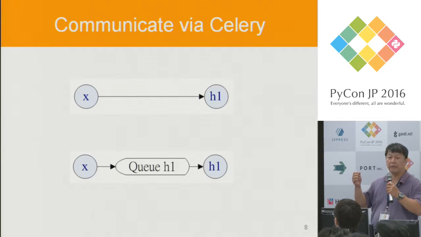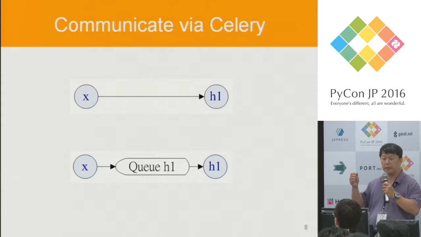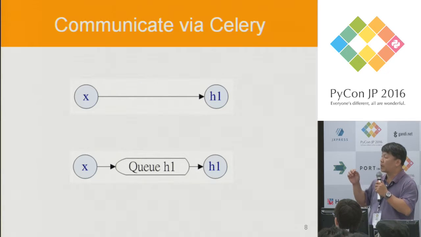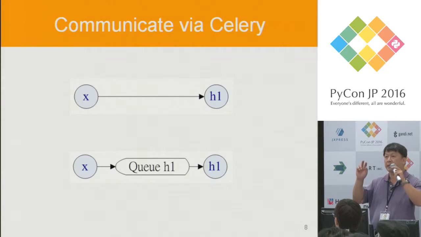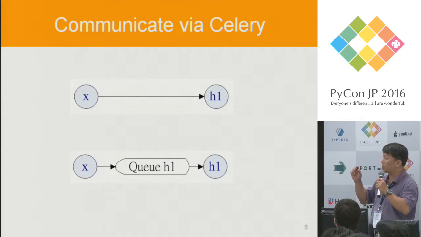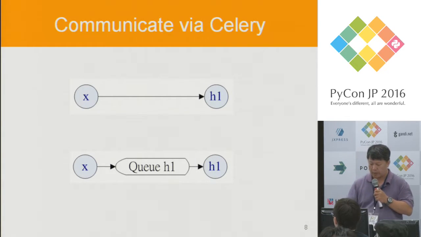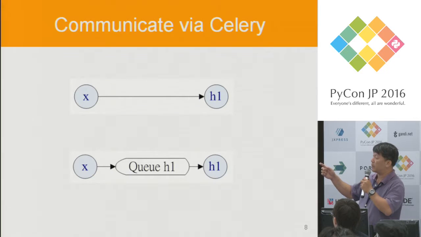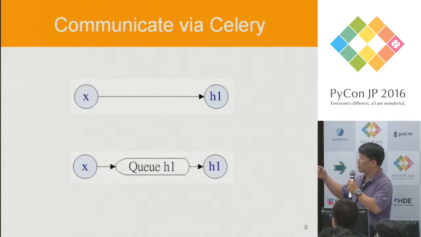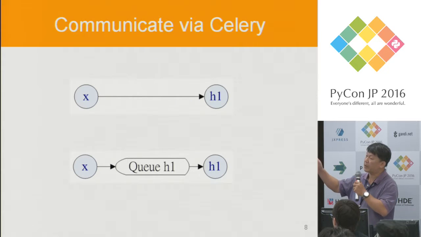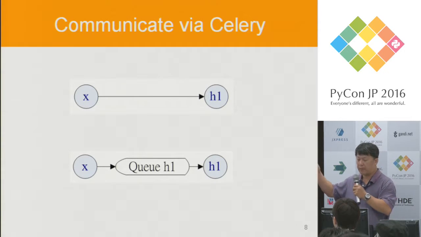For example, Celery is a very famous, very powerful distributed task queue framework. Why don't we use Celery to communicate between neurons, between machines? But Celery is a queue-based framework, so there will definitely be a queue in between those machines. But that's okay, because neuron X can send a message to a particular queue, which we call queue H1. And then we can tell neuron H1 to pick up the message from that queue. So they can communicate with each other indirectly through the queue.